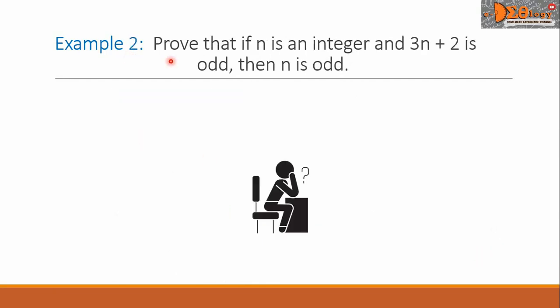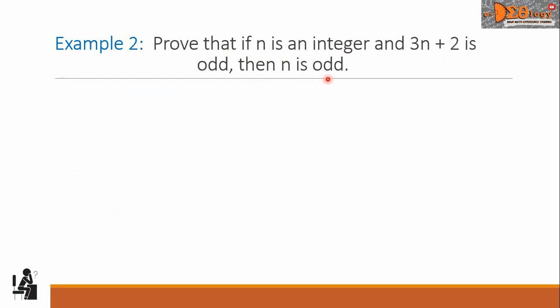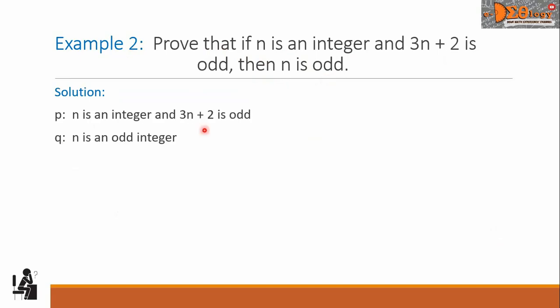Example 2, prove that if n is an integer and 3n plus 2 is odd, then n is odd. Let us identify the propositions P and Q respectively. P is n is an integer and 3n plus 2 is odd. Proposition Q, n is an odd integer. Solving this by indirect method, we will show that not Q implies not P.